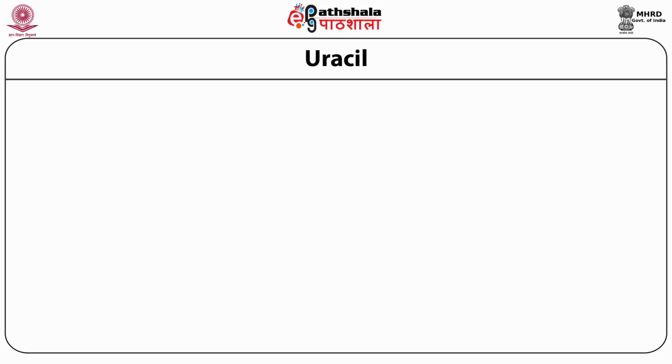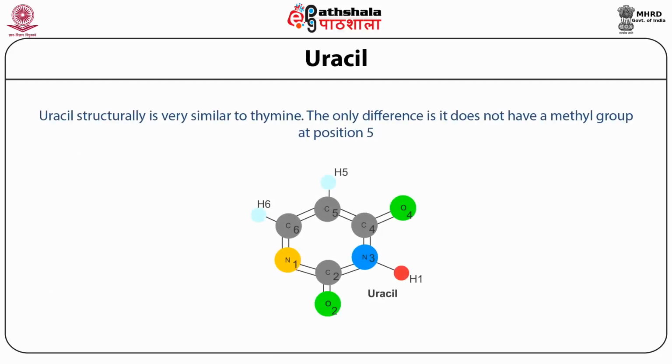Uracil. Uracil again is quite similar to thymine. The only difference is it does not have a methyl group at position 5. We are going to show here a cardboard model.